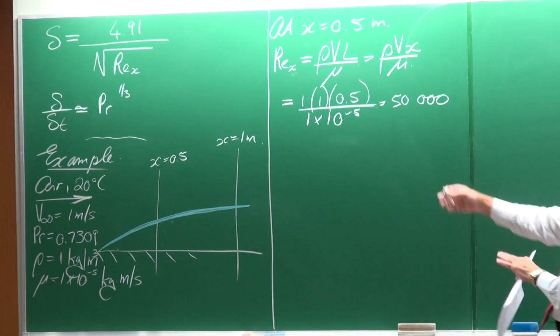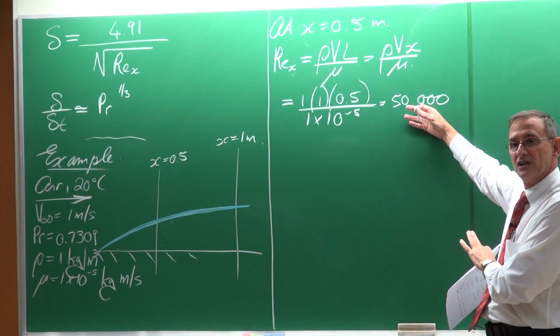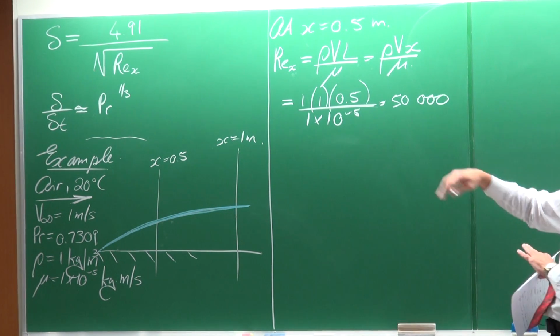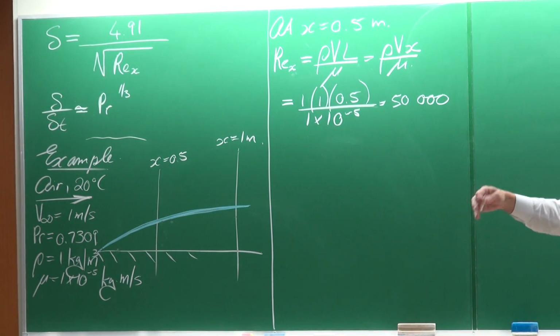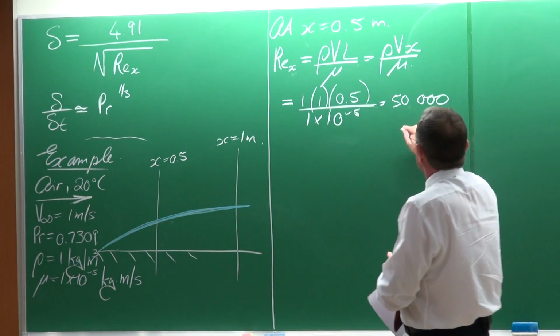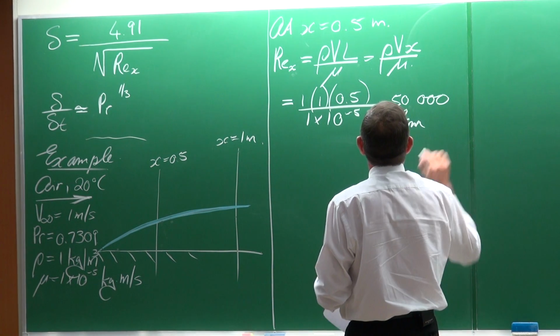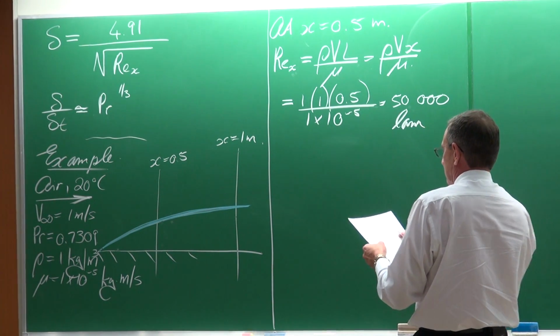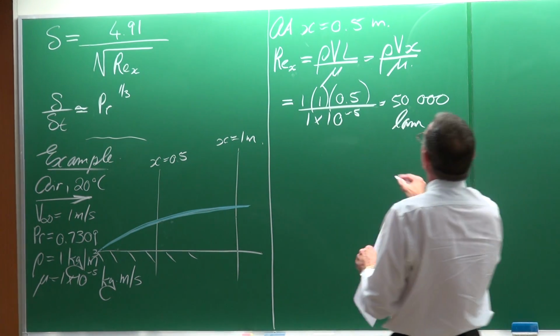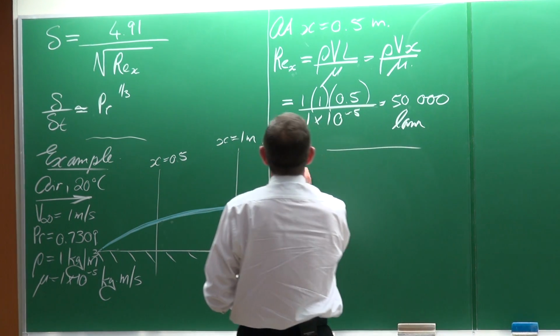Okay, now at this stage, you wouldn't really know if this would mean that the flow is laminar or turbulent. We're going to do that in the next section, but you'll see that it is actually laminar flow. So it's laminar flow, and that is then the Reynolds number at x equal to 500 millimeters from the leading edge.